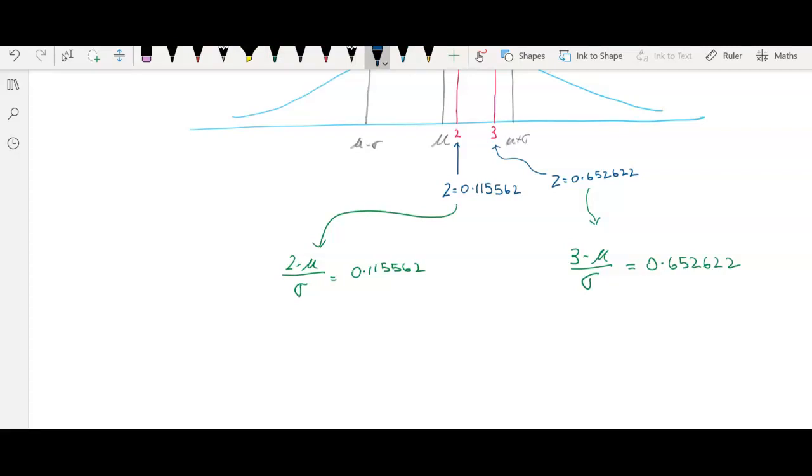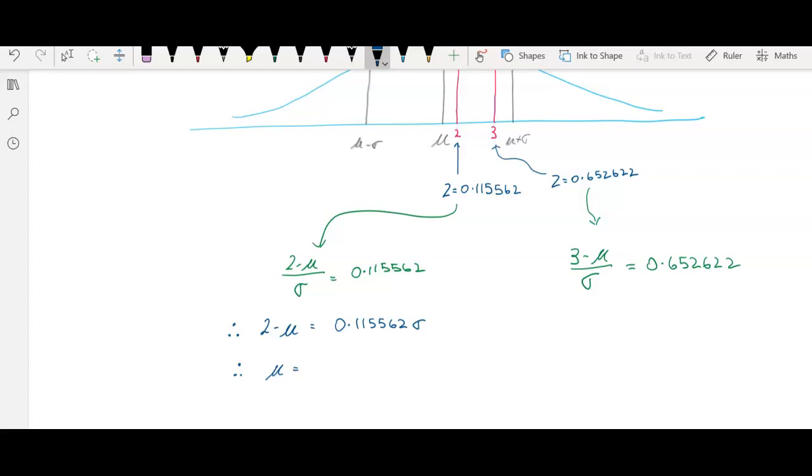So I'll just pause while I do this. Actually, I've unpaused because I think you're going to do this a few times and I want you to be familiar with the process. It's fairly straightforward, but I think there's a way to do this so that you make life easy for yourself. It's pretty straightforward to make mu the subject of both equations, and then we'll solve by substitution.